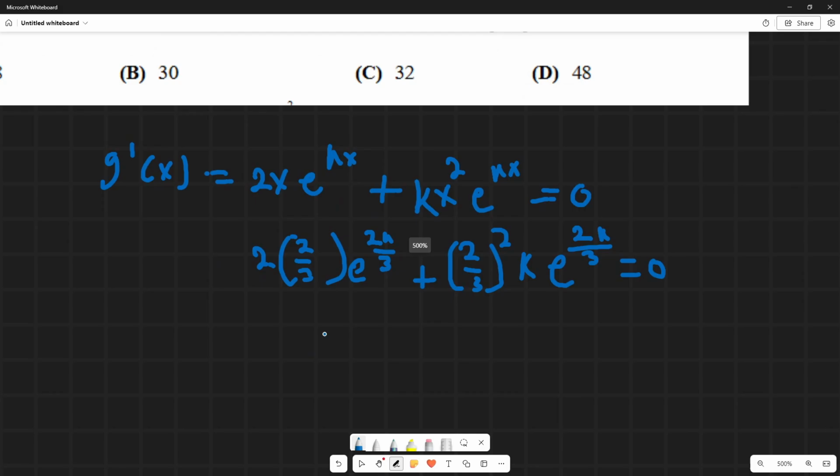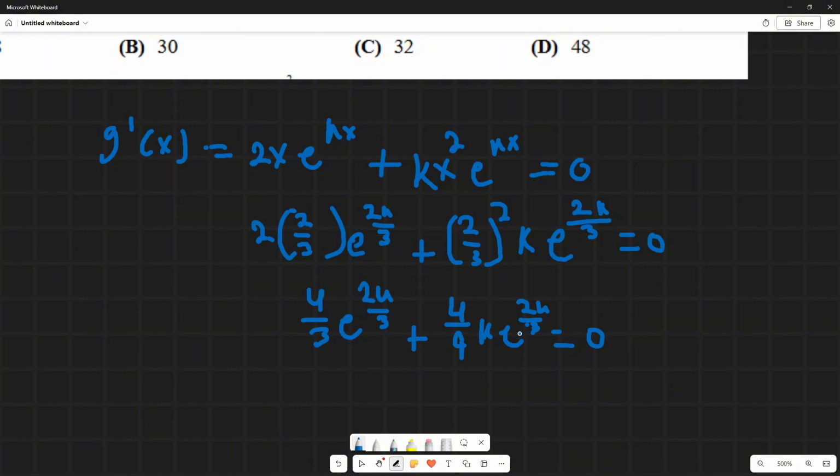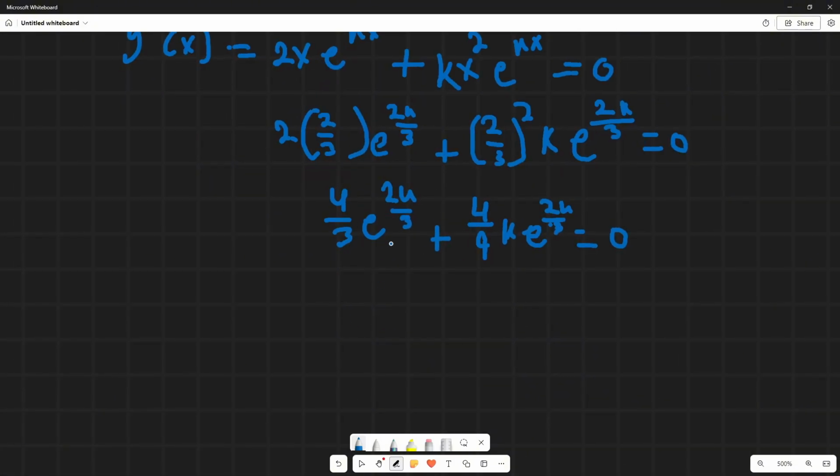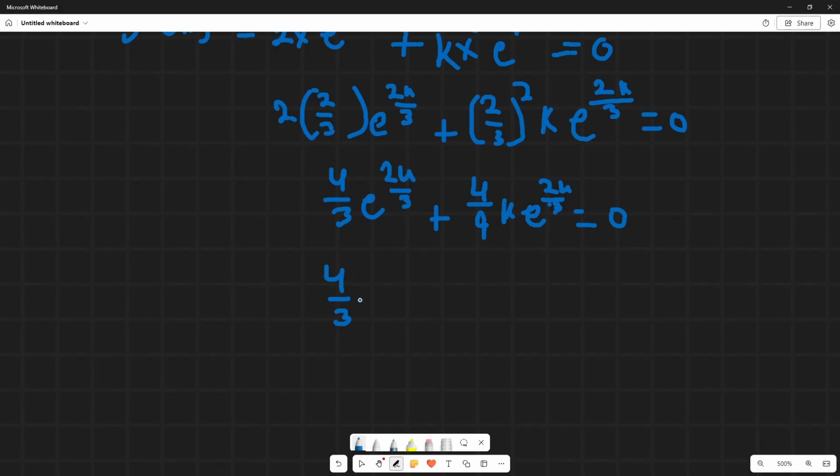So this is all going to simplify to become 4 over 3 e to the 2k over 3 plus 4 over 9 k e to the 2k over 3. So now all we have is the single variable k, and I'm going to solve for it. What I'm going to do is factor out 4 over 3 e to the 2k over 3. So 4 over 3 e to the 2k over 3 times, and this is just 1 plus 1 over 3 k.